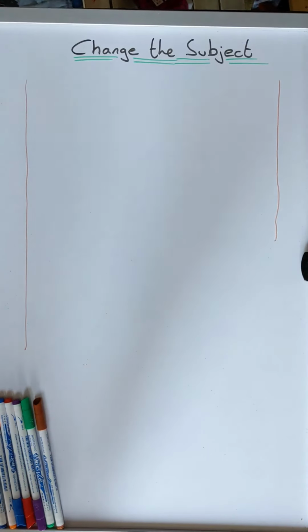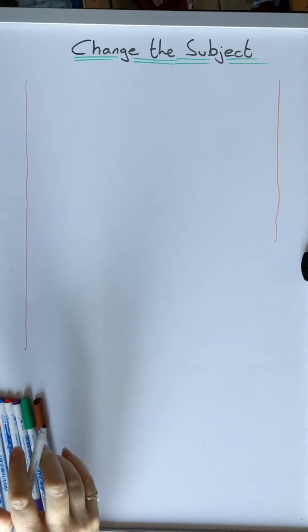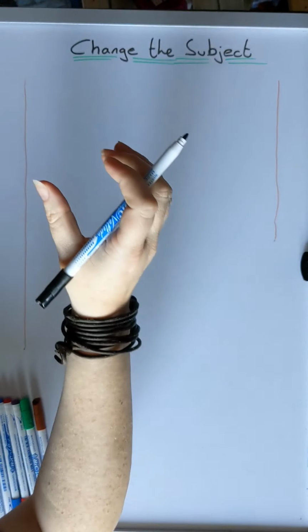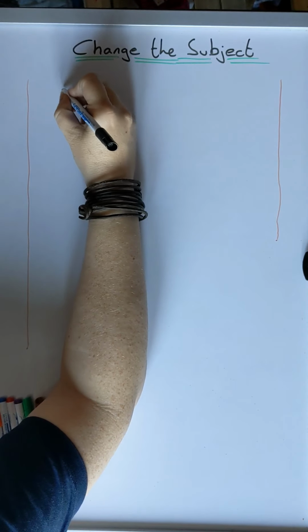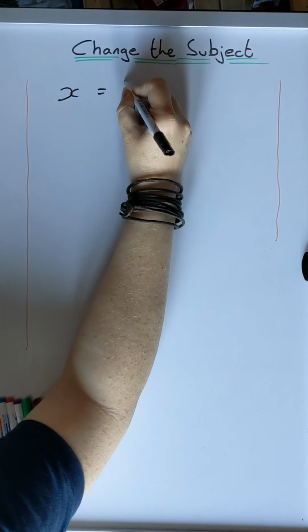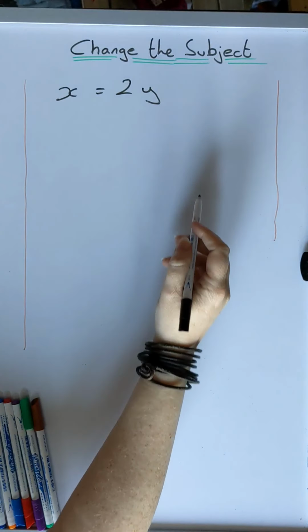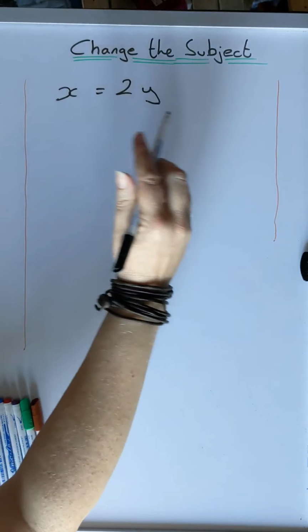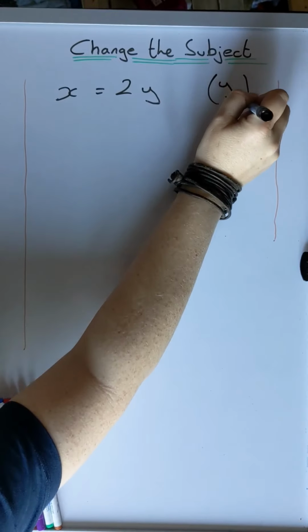Welcome to this video on changing the subject. Now this is a maths video, so we do not mean not doing maths. What we're going to do is change the value that we're looking for. So if we have x equals 2y, what we want to do is find out what y would be. So we want to try and find the value of y.